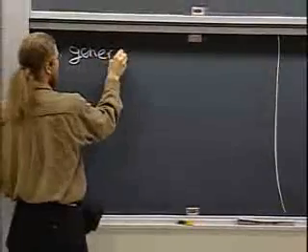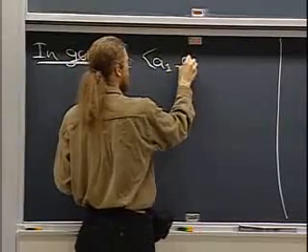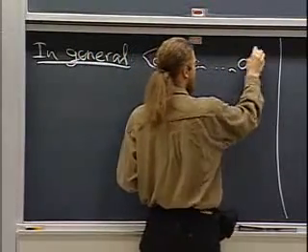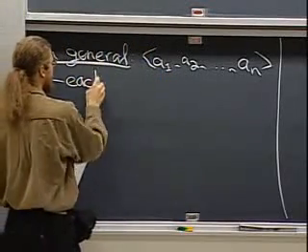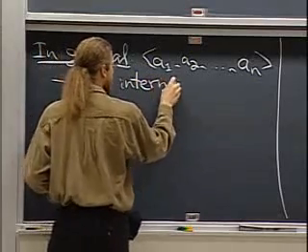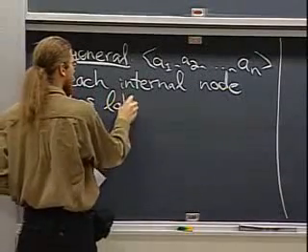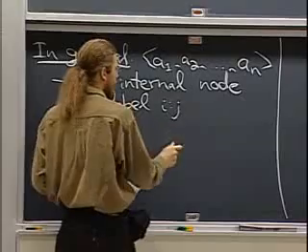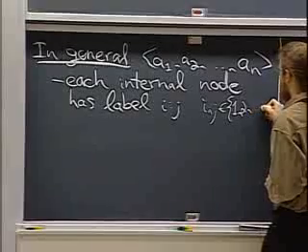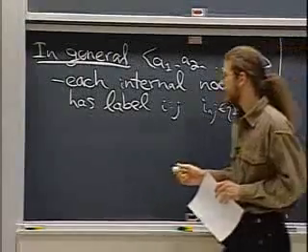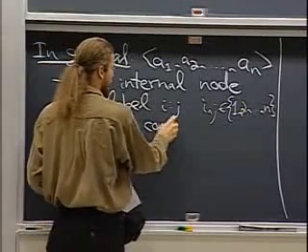So in general, we have n elements we want to sort. I only drew the n equals 3 case because these trees get very big very quickly. Each internal node, so every non-leaf node, has a label of the form i colon j, where i and j are between 1 and n. And this means that we compare a_i with a_j.